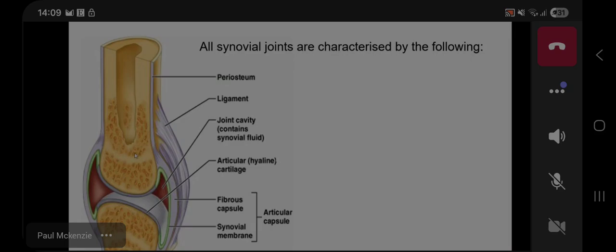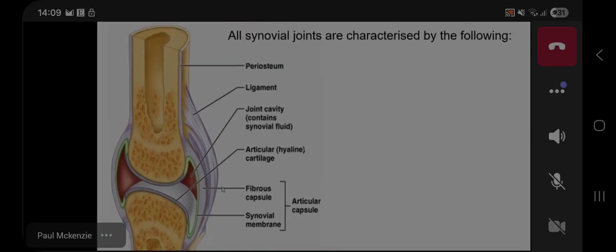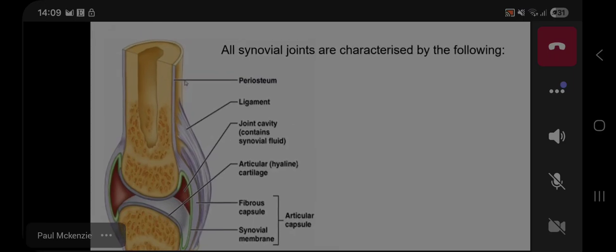Now, anytime you look in A&P and they're showing you synovial joints, they always show you this kind of version where we have two long bones and all the other structures, but obviously not all synovial joints are made from long bones. So we have the periosteum, which is the outer lining of the bone. Okay, so this is a bone, and here is another bone, and this is going to be the joint. So the outer surface of the bone is covered by tissue, a layer of fascia called the periosteum. We have the ligament, which attaches one bone to another to provide stability.